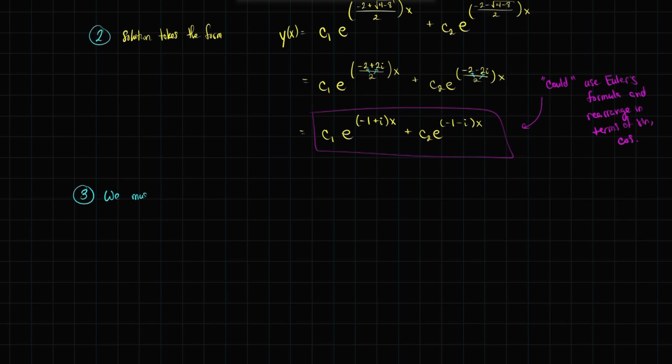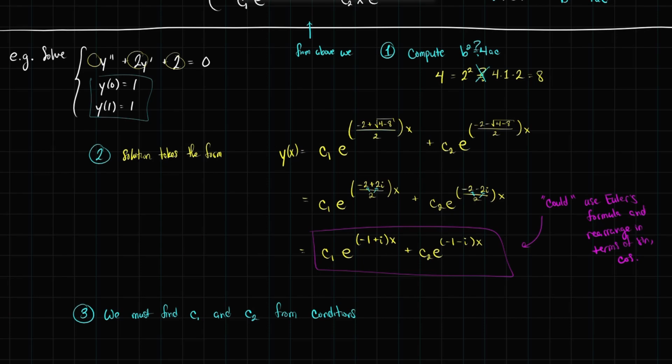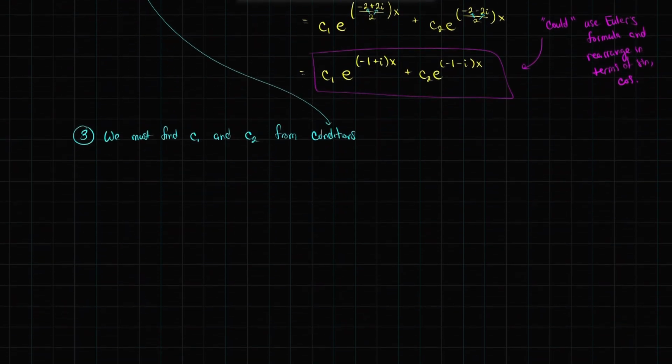we must find C1 and C2 from the conditions. What are the conditions in this problem? y0 equals 1, y1 equals 1. So the conditions were that y at 0 equals 1 and y at 1 equals 1. So let's just plug in. We do this by plugging in both 0 and 1 to our solution.